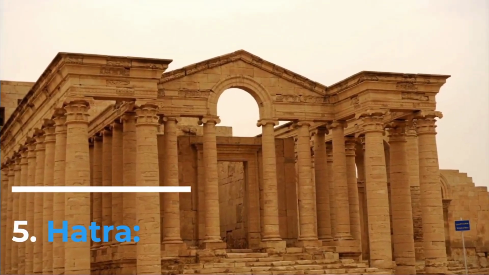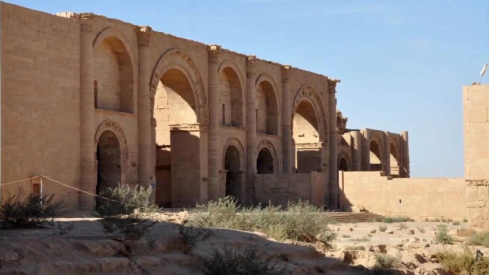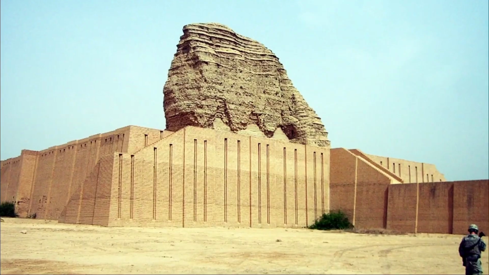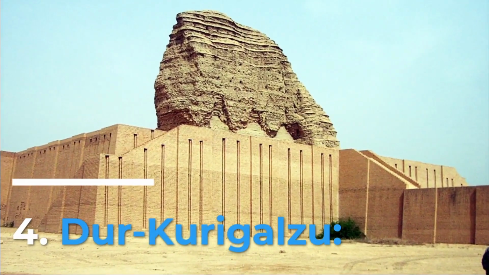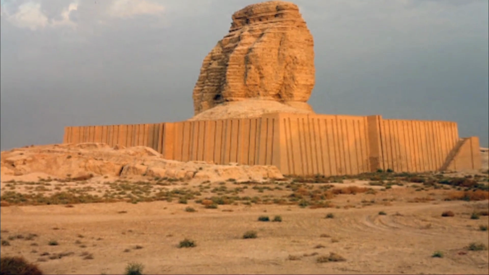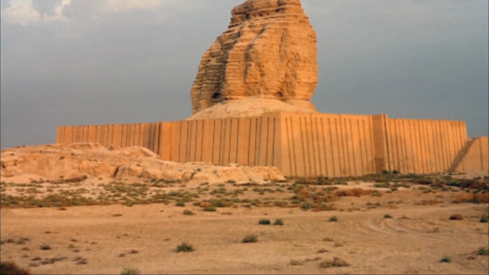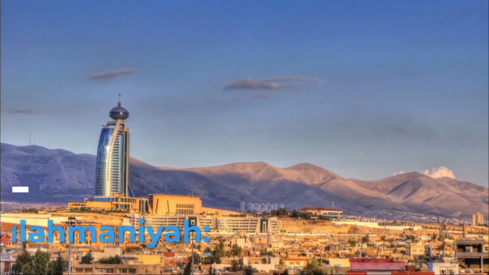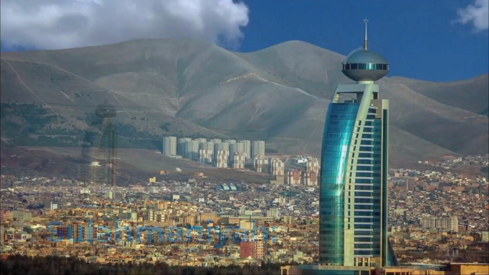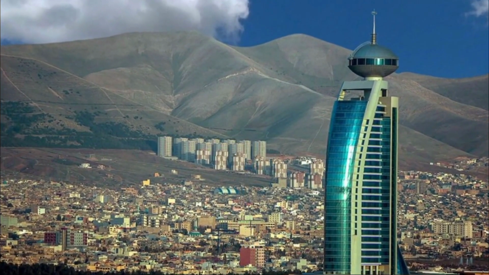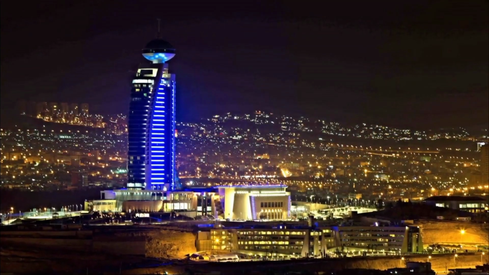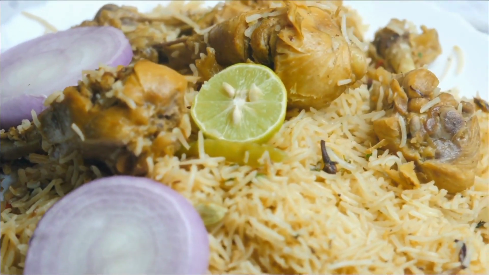5. Hatra, an ancient city known for its impressive ruins, blending Greek and Roman architectural styles. 4. Dur-Kurigalzu, an archaeological site featuring a ziggurat and artifacts from the Kassite period, offering insight into ancient Mesopotamian culture. 3. Sulaymaniyah, a cultural hub in the Kurdish region, known for its hospitality and local dishes like badiani, rice, and meat, showcasing the rich Kurdish culinary tradition.